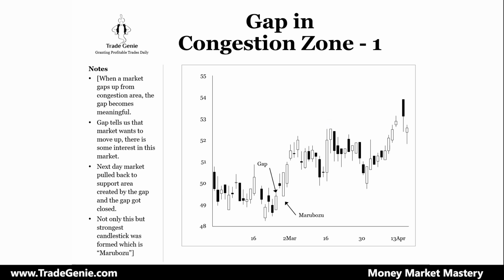Now the gap which occurs from the congestion zone is more powerful. So why does the market gap up from the congestion zone? Because the buyers and sellers are undecided. So they're just fighting with each other. It's like they are sitting somewhere under a tree, or in the park, or by the pool. They are just having a good time talking to each other. Some are selling some shares, somebody is buying some shares. So they are just messing around with each other, and suddenly the news breaks out.